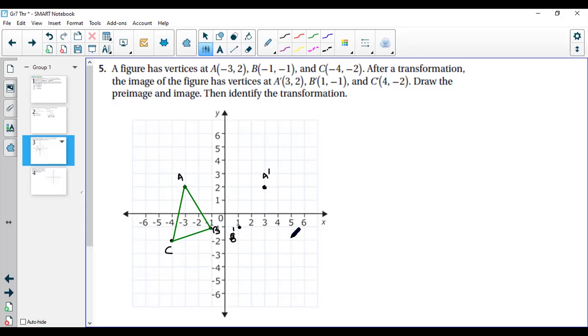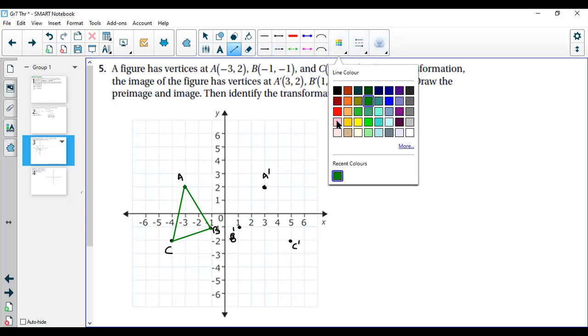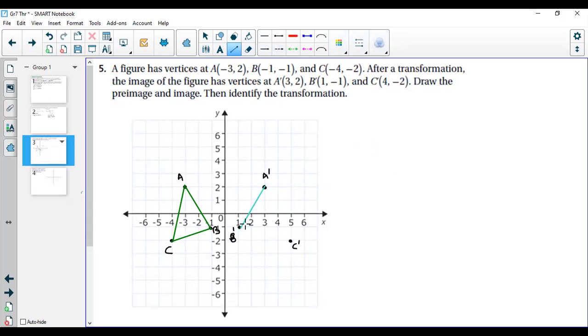C prime is 4 and negative 2. C prime. So let me join them. So A to B, A prime to B prime, B prime to C prime, and then back to A prime to C prime. So what kind of transformation has taken place?